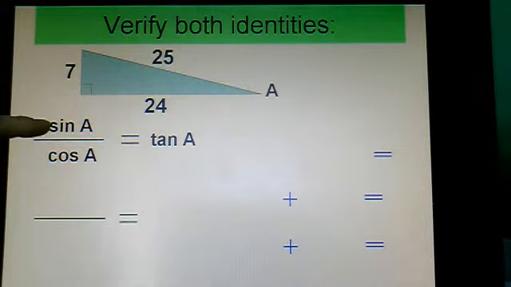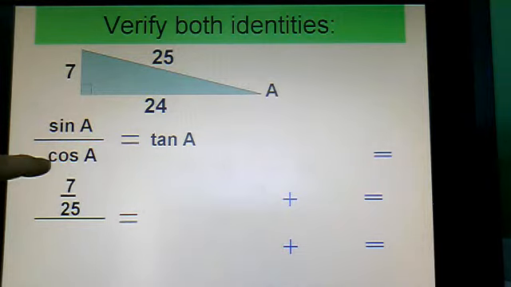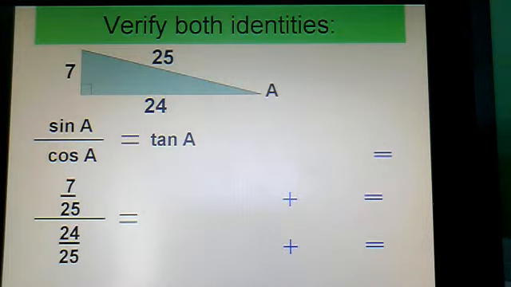Sine of A is the opposite over the hypotenuse. It's 7 over 25. And then do your cosine of A. That's your adjacent over hypotenuse. That's 24 over 25. You guys should be able to anticipate what's going to cancel out here. You have these fractions. You might already know the 25s are going to cancel out. If you're not sure about it, we do some keep, change, flip on there.